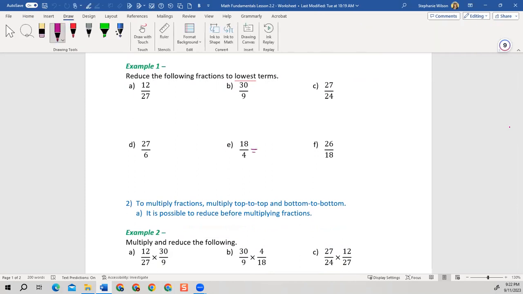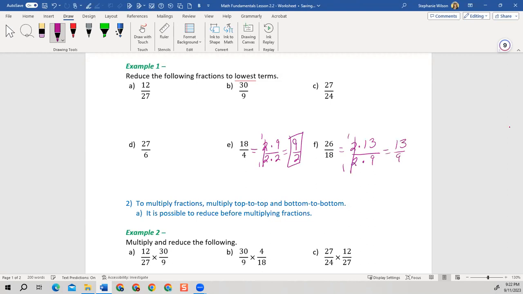So when I look at E, I know that 18 is 2 times 9 and 4 is 2 times 2, and that reduces by 2, right? 2 goes in itself once, leaves me a 9/2. So that's reduced to simplest form. Let's look at F. F is 26, which is 2 times 13, and 18 is 2 times 9. It reduces by 2, so 13/9.